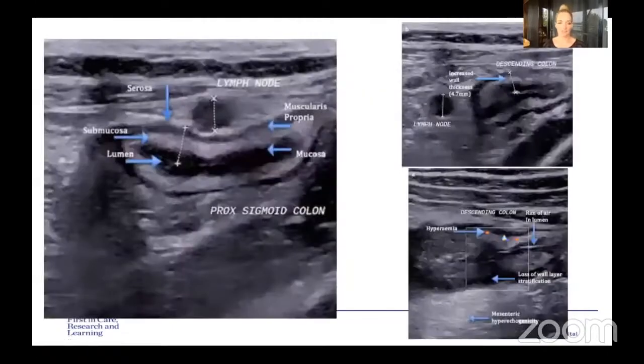So we performed an intestinal ultrasound and we got the diagnosis straight away. As you can see here, there's a narrow lumen there, a very thickened bowel wall here. You can see a lymph node up here. And again, that increased bowel wall thickness and then some increased Doppler there, as well as this white area surrounding the bowel wall, which is your mesenteric hypoechogenicity.